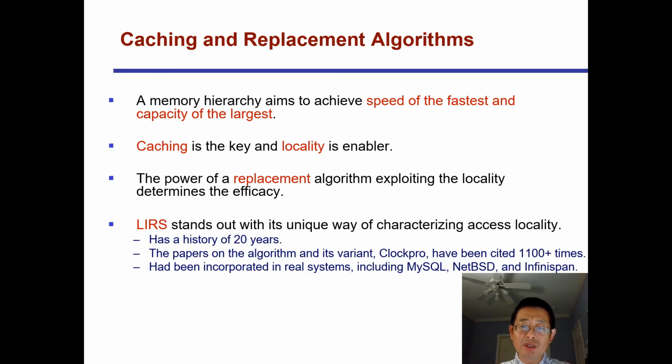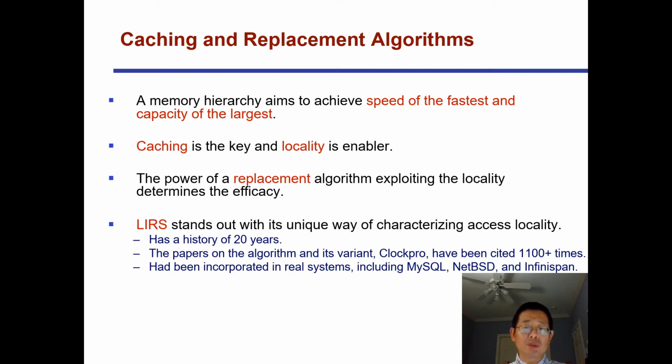One of the major computer science technologies is the construction of the memory storage hierarchy, with the aim of achieving the speed of the fastest level and having the capacity of the largest level. To achieve the goal, caching is a key technique which leverages access locality to identify hot blocks and keep them in the cache. A replacement algorithm plays a critical role in caching efficacy. It works by exploiting locality for predicting future access events.